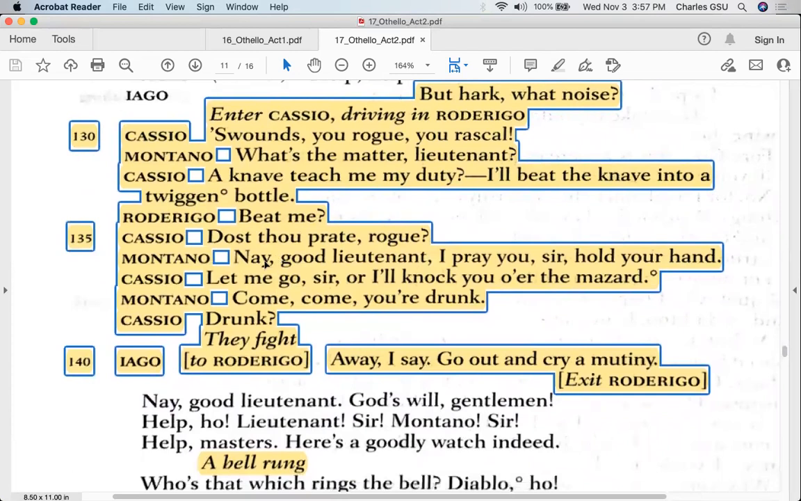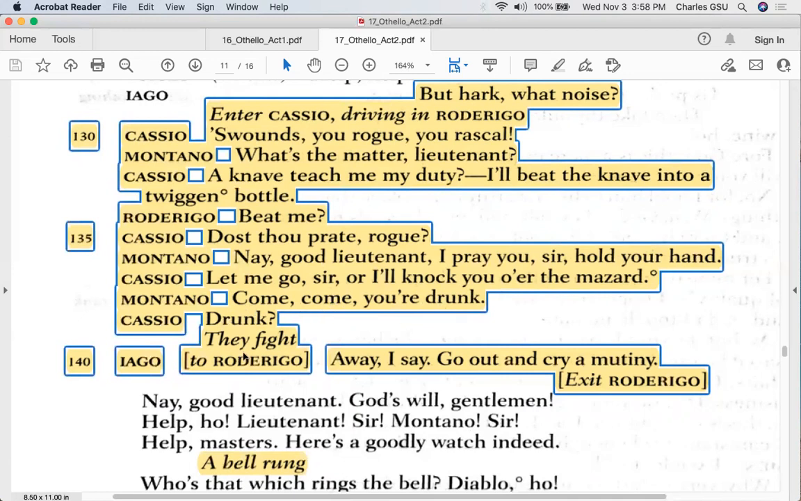And then Montano tries to break up the fights. Remember that Cassio is drunk, right? Montano says, "Nay, good lieutenant, I pray you, sir, hold your hand." And Cassio, indignant, rather than giving deference to the governor of Cyprus, says, "Let me go, sir, or I'll knock you over the mazzard," or the forehead. And then Montano says what every drunk person doesn't want to hear: "Come, you're drunk."